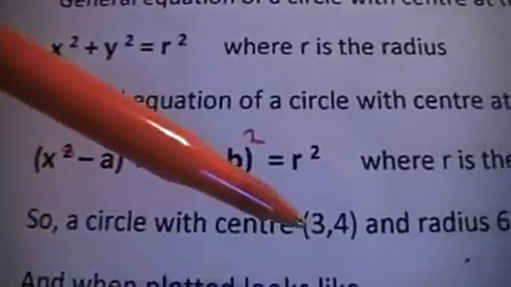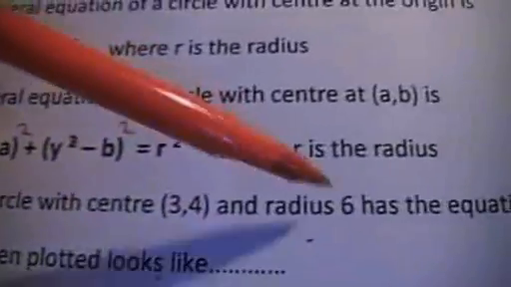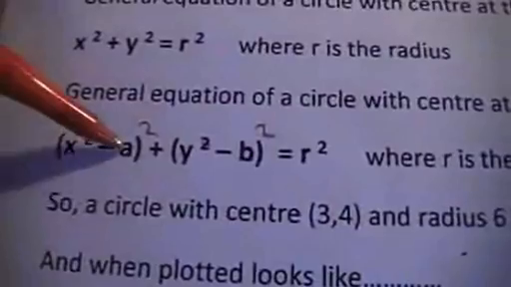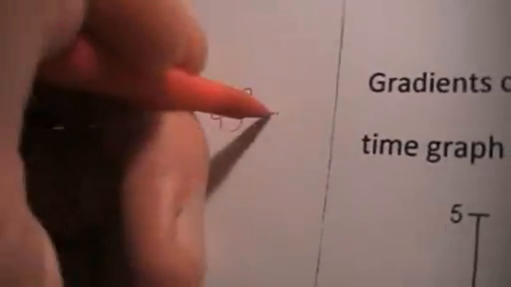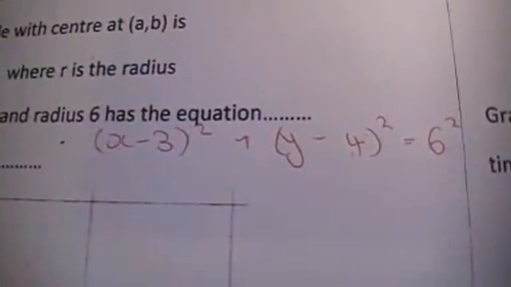So a circle with centre (3, 4) and radius 6. Well, we just put 3 and 4 into here. So it would be x minus 3 all squared plus y minus 4 all squared equals 6 squared. Then you would simplify the 6 squared to get 36.